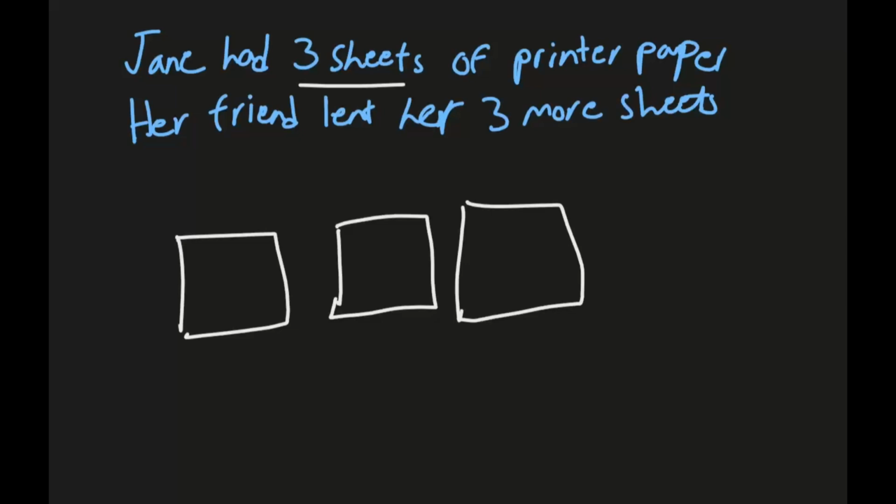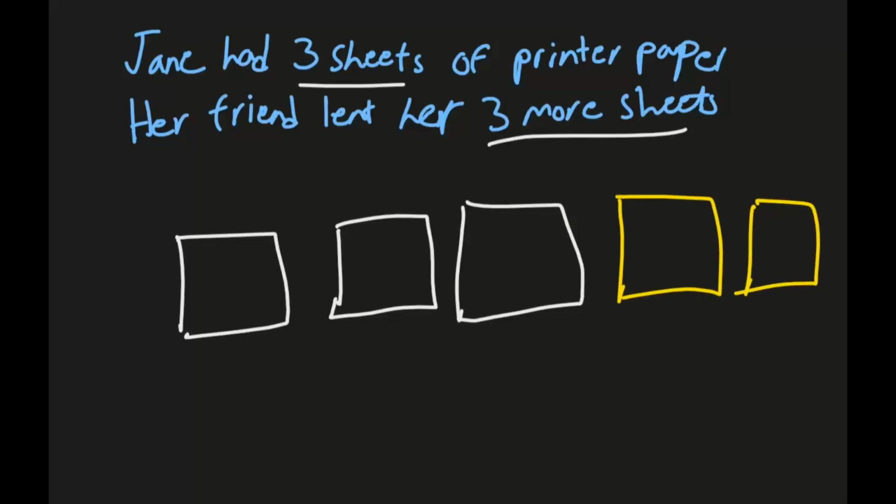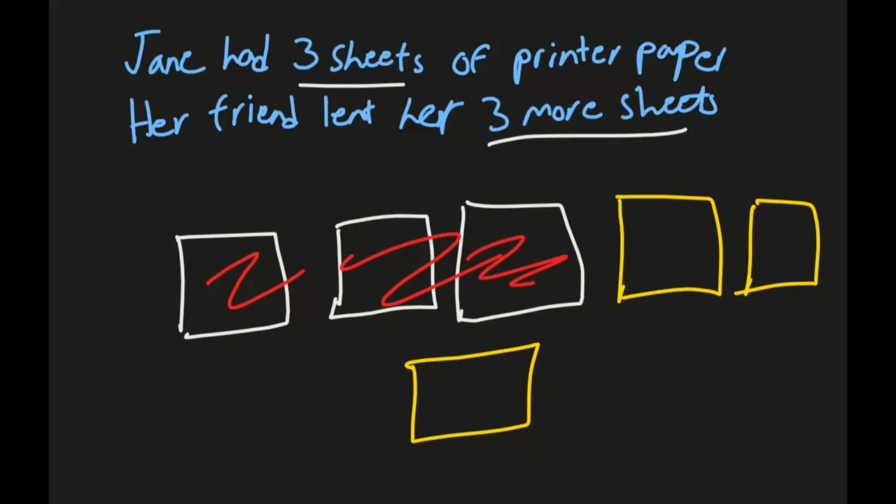Now, her friend lent her 3 more sheets. So I'm going to do those 3 in a different color. So we're going to draw 3 more. 1, 2, and 3. How much does she have now? So we're simply just going to count those. So 1, 2, 3, 4, 5, and 6.